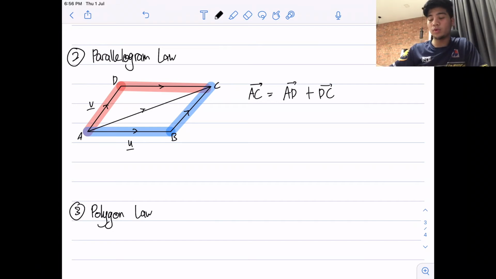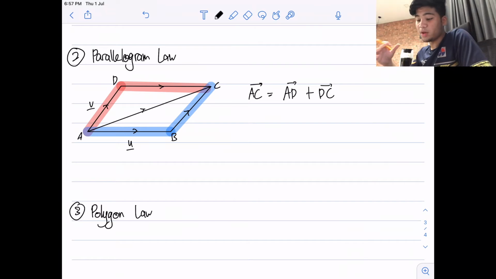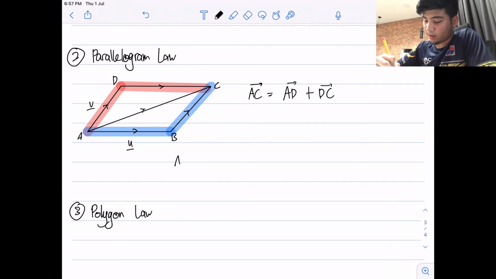But the thing is, we don't know what vector DC is. This is where the parallelogram law comes in. Since DC and AB are parallel because it's a parallelogram, it's one of the laws: in a parallelogram, opposite sides are parallel to each other, and opposite sides are the same length. So from there, we know that vector AB equals vector DC. Let me write that down. Vector AB equals vector DC, and also vector AD equals vector BC.